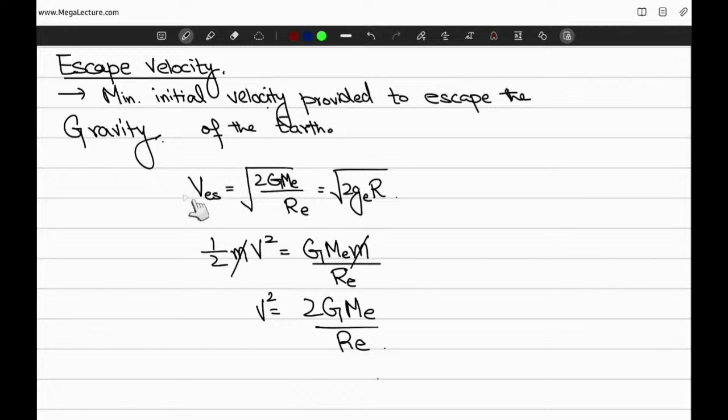And now typically the value for the escape velocity, because you see that these are all constants, G is a constant, we can plug its value in, we know the mass of the earth and we know the radius of the earth, so just putting in these values and square rooting this expression, you can find the escape velocity. That is, what you need to give an object to escape earth is about 11.2 kilometers per second, right?